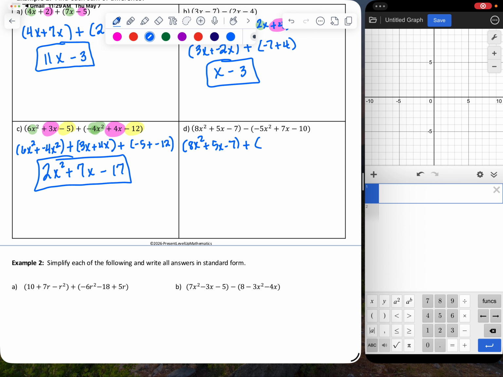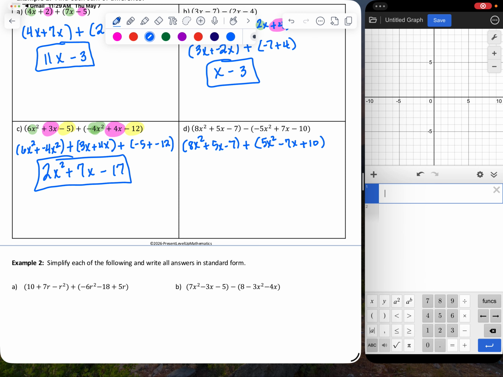So the opposite of negative 5x squared is positive 5x squared. The opposite of 7x is negative 7x. And the opposite of negative 10 is positive 10. Now, what I'd like you to do is pause the video and finish this problem on your own.